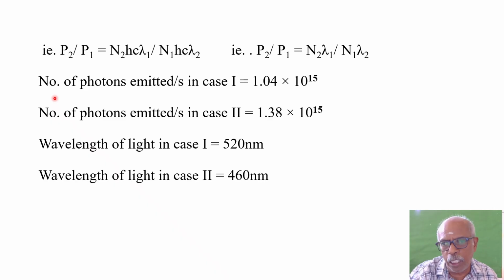So now you put the values. Number of photons emitted per second in case 1, 1.04 into 10 power plus 15. In case 2, 1.38 into 10 power 15. Wavelength of light in case 1, 520 nanometer. Sir, we didn't convert it to meters. Not necessarily. In both the cases, we are having nanometer. After all, we are going to find the ratio. So wavelength of light in case 2, 460 nanometer. Now you can substitute the values in this equation.